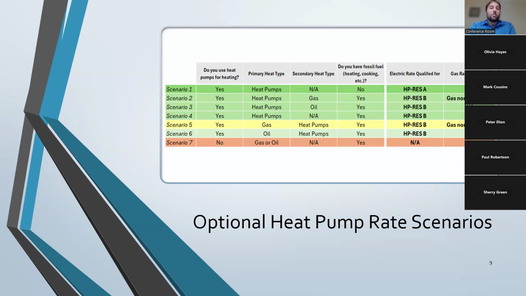But in the second scenario, where you use a heat pump as your primary heating source and your secondary is gas, then most likely there should be some savings. But again, for those situations, it is good to check the calculator and see where I land.